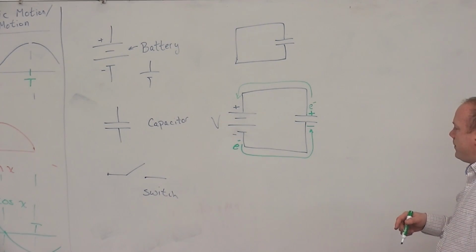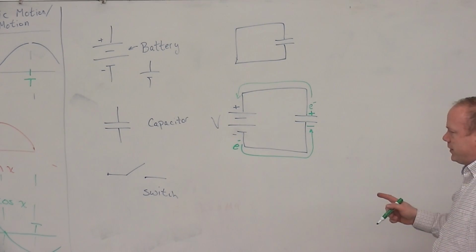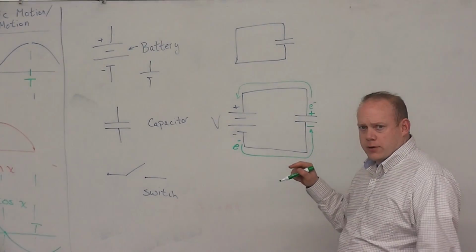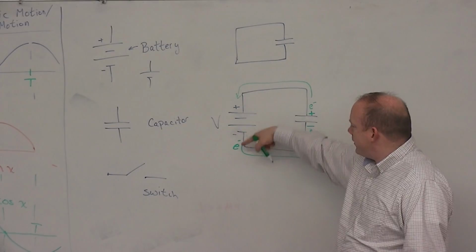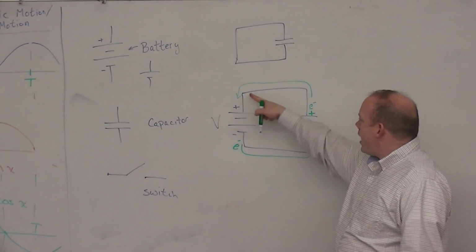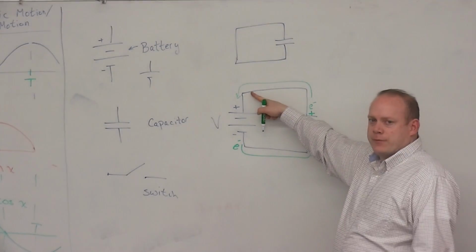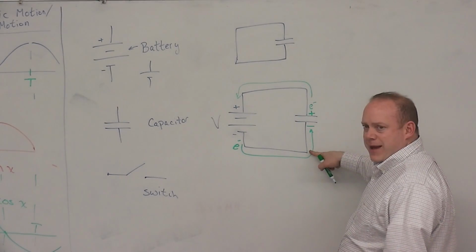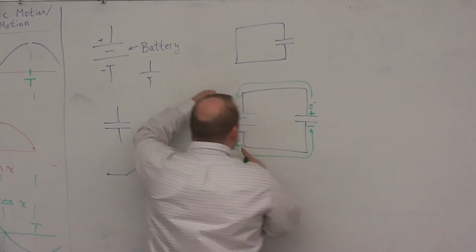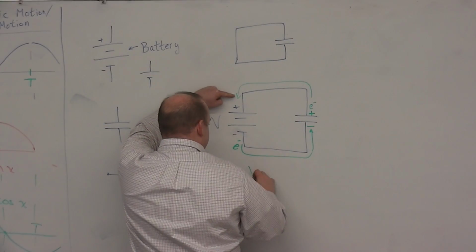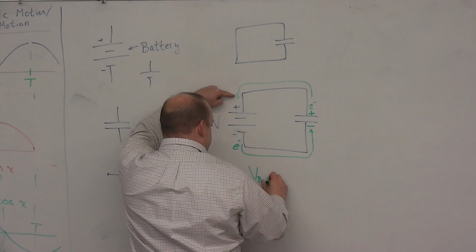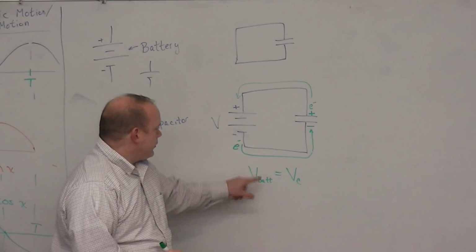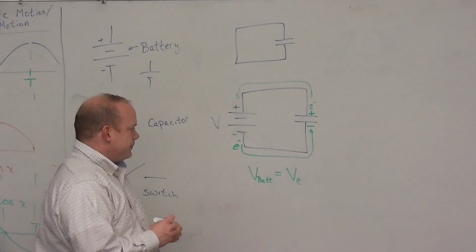Now, around any loop, we need the voltage to equal 0. So I go across the battery like this, going around in a circle, and I gain voltage here. That means I have to lose that same amount of voltage over here. So the voltage of the battery, called V_BAT, has to equal the voltage of the capacitor.